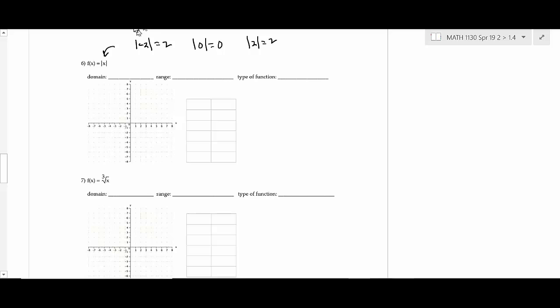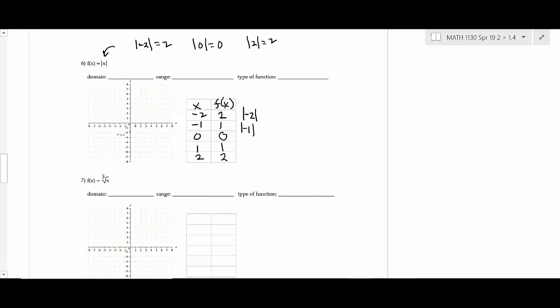So what we're going to do with this one is on the table, let's just use -2, -1, 0, 1, and 2, and then we're just going to crunch these out. Now you can do every bit of this in your head. So absolute value of -2 is 2. Absolute value of -1 is 1, and so forth. Absolute value of 0 is 0. Absolute value of 1 is 1. That's the idea. If you don't remember what absolute value is, absolute value of negative is positive, and absolute value of positive remains positive.